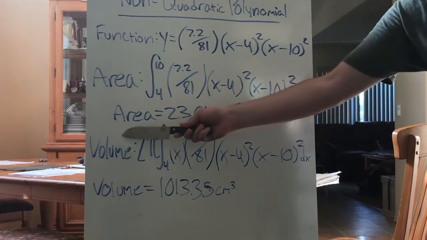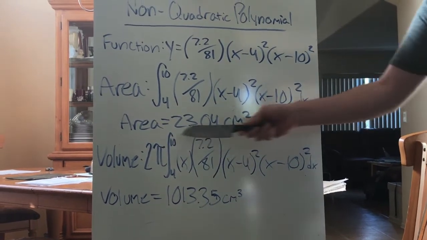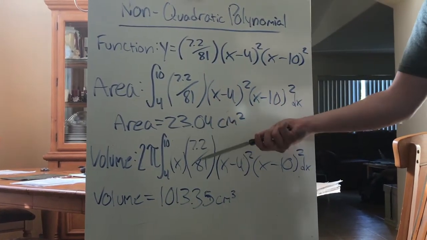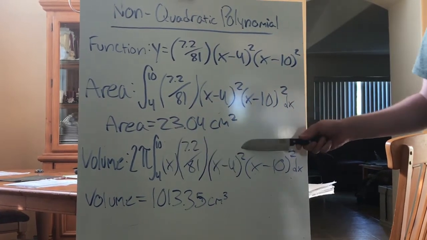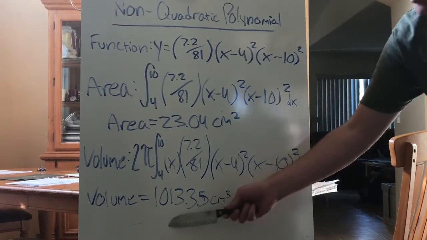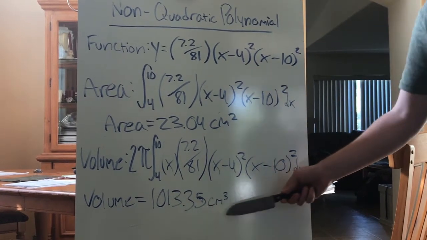Then we can find the volume by integrating that function times 2 pi times x, the cylindrical shell method. So 2 pi times the integral from 4 to 10 of x times the original function, which yields a volume of 1013.35 cubic centimeters.